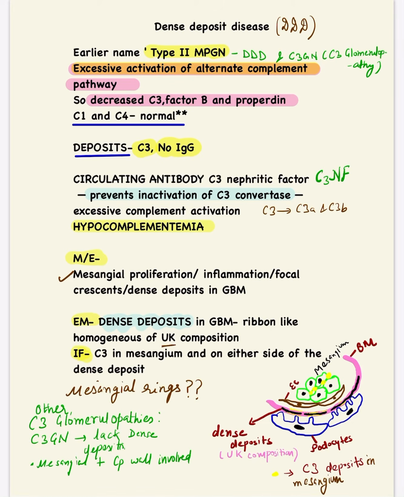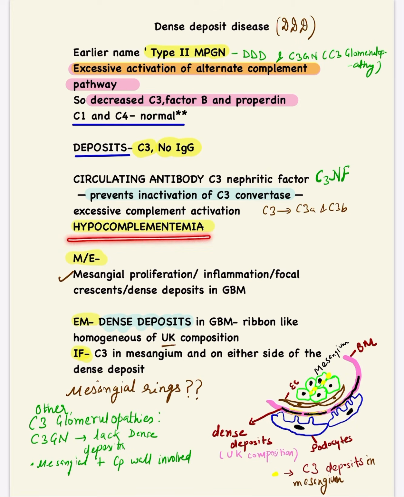And in this there is excessive activation and dysfunction of the alternate pathway because of a circulating antibody which is called C3 nephritic factor. This C3 nephritic factor stabilizes C3 convertase, and it prevents the inactivation of C3 convertase, and because of this there is increased breakdown of C3 to C3a and C3b.